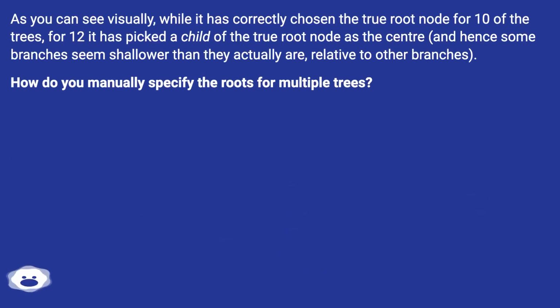As you can see visually, while it has correctly chosen the true root node for 10 of the trees, for 12 it has picked a child of the true root node as the center, and hence some branches seem shallower than they actually are, relative to other branches. How do you manually specify the roots for multiple trees?